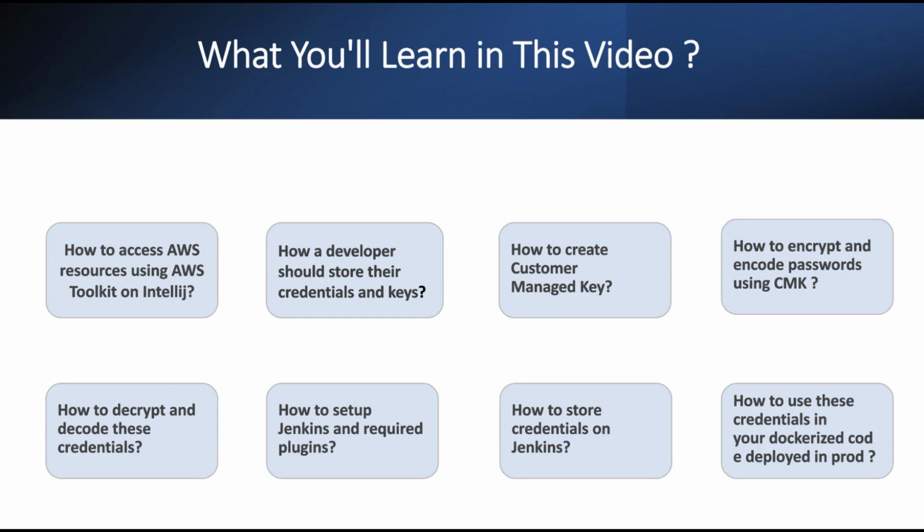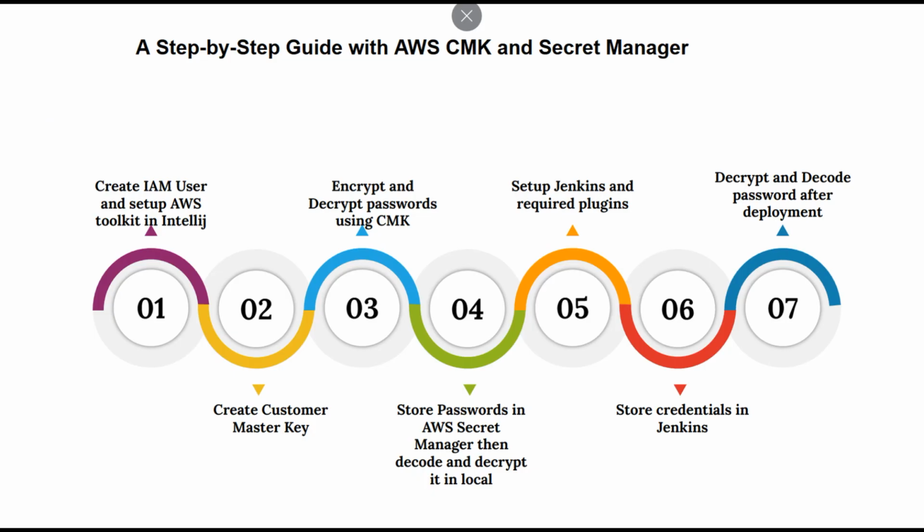We will learn how developers should store their credentials and keys securely in their local, and how to create a customer managed key for securing passwords. We will see how to encrypt and encode passwords using CMK, followed by decrypting and decoding these credentials. We will streamline our development process by setting up Jenkins and the necessary plugins, and then we will store and use credentials like a pro within Jenkins. And at last, we're going to seamlessly integrate these credentials into our Dockerized code deployed in production. So these are the steps we're going to follow to accomplish our goals.